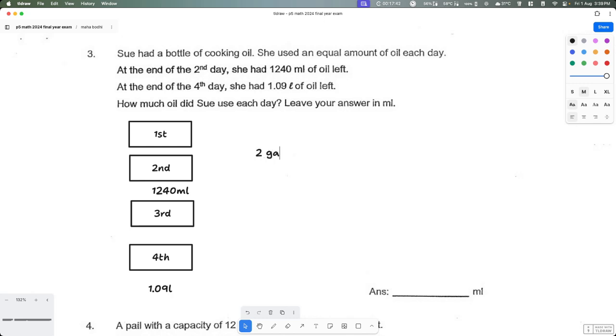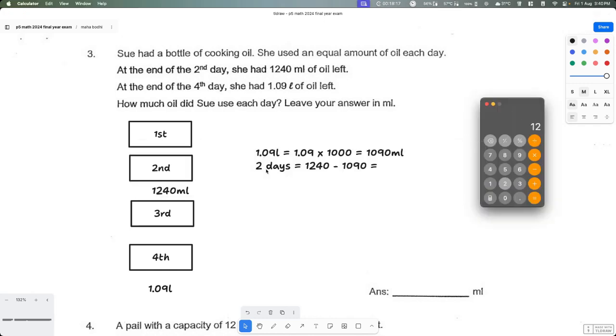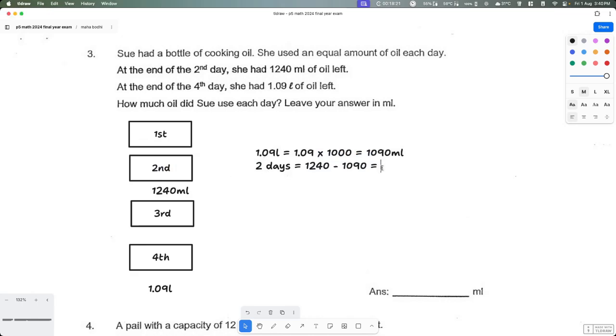So in a way there are two gaps. We have 1,240 minus 1.09 liters. 1.09 times 1000 is equal to 1,090 milliliters. So two days is equal to 1,240 minus 1,090. Let me use the calculator. This will be 150 ml. So each day is 150 divided by 2, equal to 75 milliliters. So that's the answer, 75.